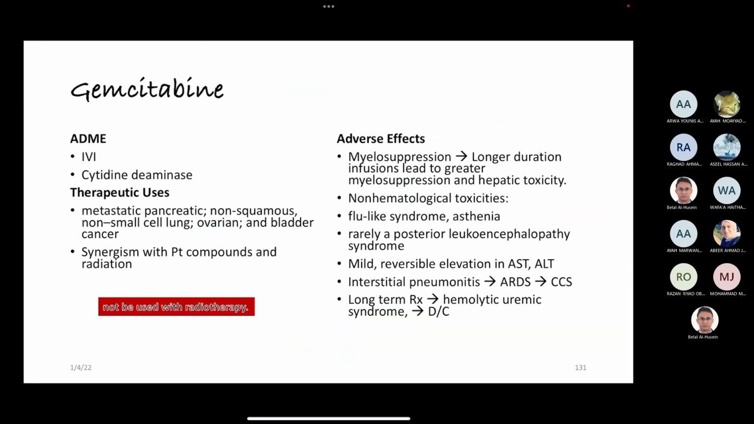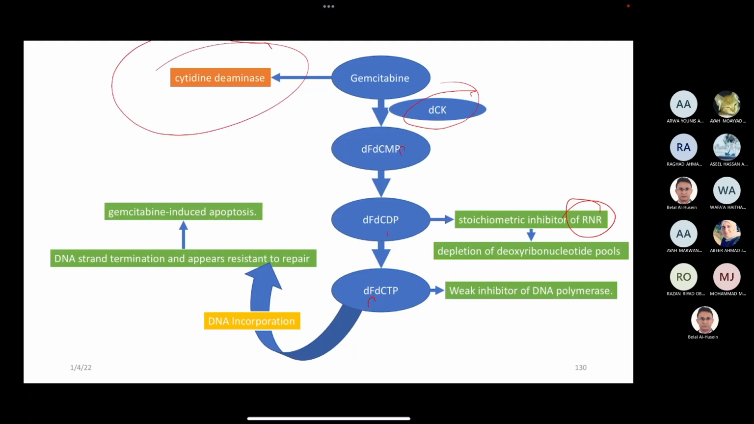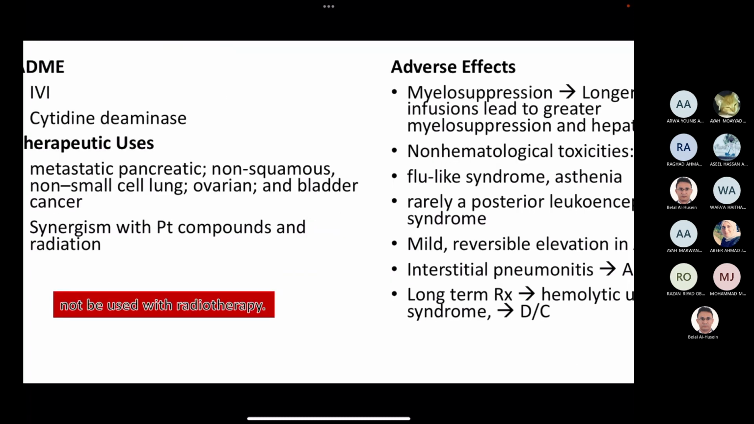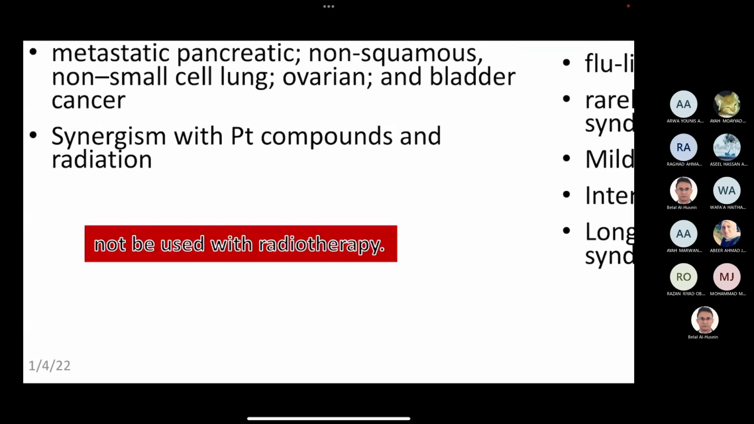Gemcitabine, as we mentioned, is deactivated by deaminase, as is obvious from the figure. It is given through IV infusion because of its low half-life. It is used for multiple types of malignancies, but if you combine it with radiation, you will get more damage, so it is advised not to be used with radiotherapy.